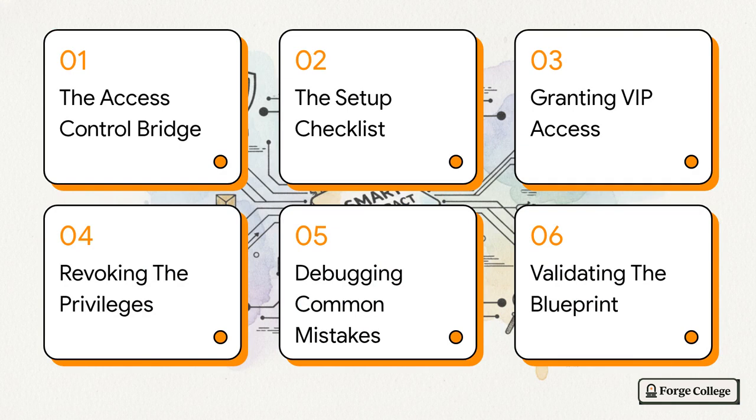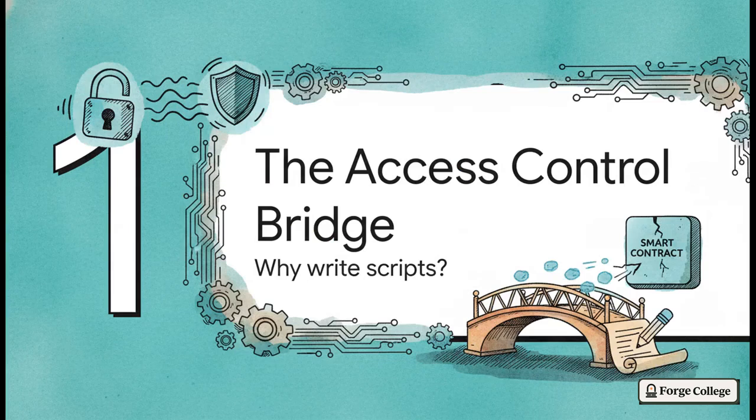We're going to hit 1, the access control bridge, 2, the setup checklist, 3, granting VIP access, 4, revoking the privileges, 5, debugging common mistakes, and lastly, 6, validating the blueprint. All right, section 1, the access control bridge.